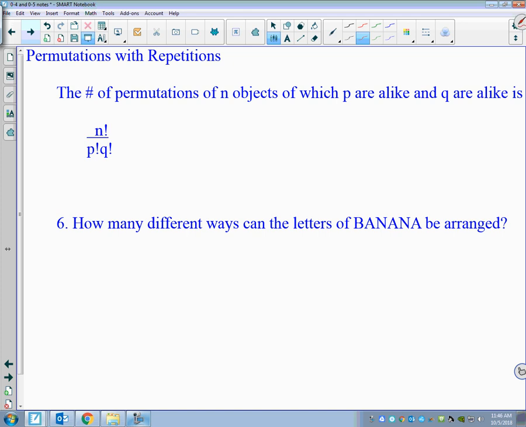Permutations with repetitions, that's where you want to see how many ways you can rearrange the letters in something. And that is a different formula, and that's n factorial over p factorial q factorial, which are like the number of times it repeats, okay? So n is the number of objects. P and Q are like each number of repetitions. And I'll show you what I mean by this in an example.